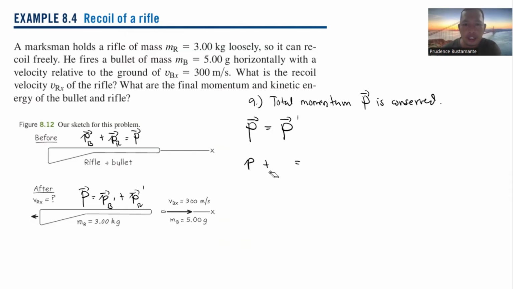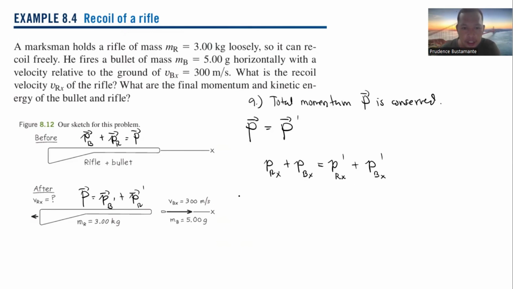Okay, since this is in the x-axis, this vector is only one dimensional. We can treat this one as a one dimensional problem. So we have P Rx plus the momentum of the bullet along x is equal to the momentum of the rifle x prime plus P bx prime. Okay, this is only one dimension. We only consider the x component.